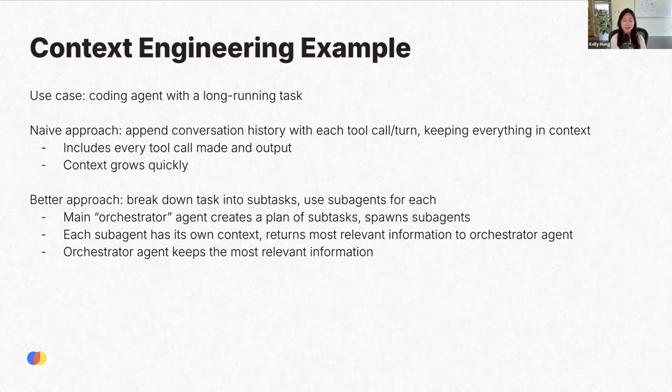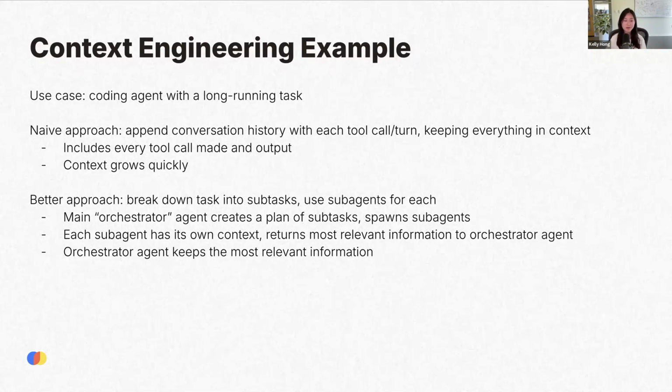So maybe you can ask a main orchestrator agent to create a plan of subtasks. To complete this complicated task, what are the tasks that I need to do in order? And then using that, the orchestrator agent can spawn sub-agents. Each sub-agent would be managing its own thread. It would perform that task in its own context, and then at the end, only return the most relevant information to the orchestrator agent.